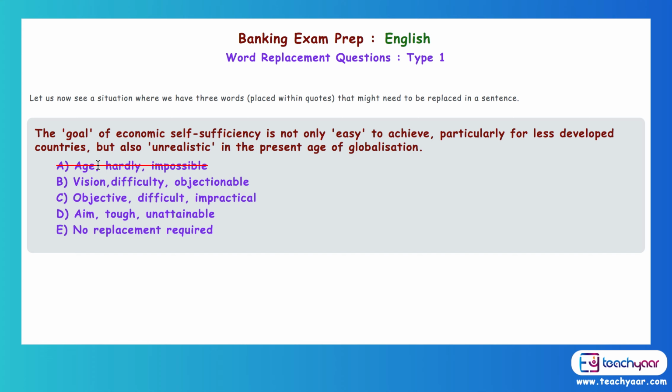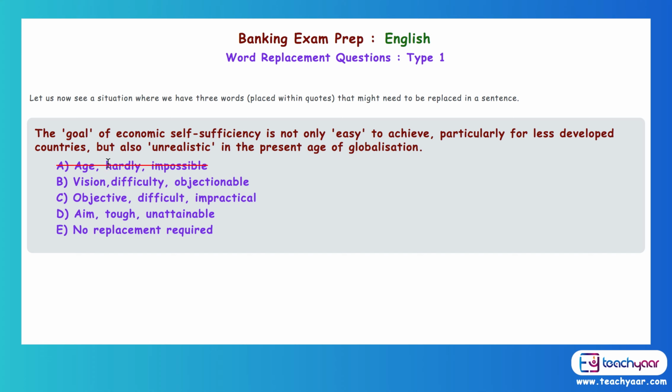If you want, you can keep that option open or you can delete it. Let's keep it open. See option C, objective. So goal and objective means the same. So let us leave C. What is D? Aim. Aim is also the same as goal. So see how we have found synonyms here. Goal, objective, aim. And E is no replacement required. So that we keep it there. Now we move on to the next word, easy. But when you look at the word easy, you have to read the sentence. The goal of economic self-sufficiency is not only easy to achieve.